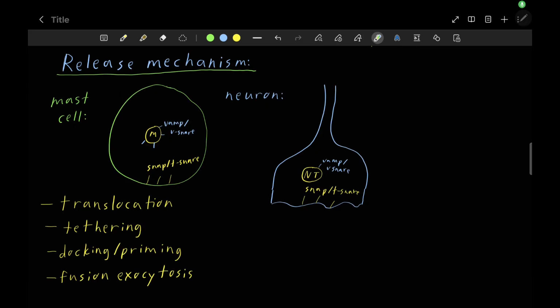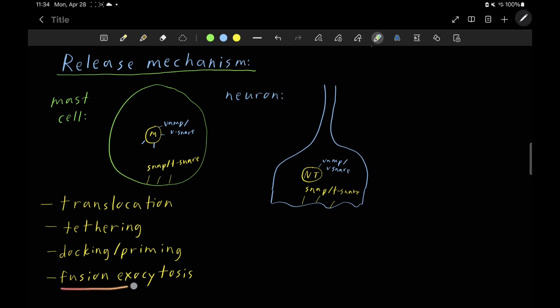Your release process is generally made of the 4 following steps. Firstly, translocation. Your granule or your vesicle needs to move and make its way closer to the cell membrane to allow for release. Then comes tethering. Your vamp or V snare proteins link up together with your snap and T snare proteins. Then comes docking and priming. The vamp and snap proteins continue to interact with each other, and it prepares for the final step of exocytosis.